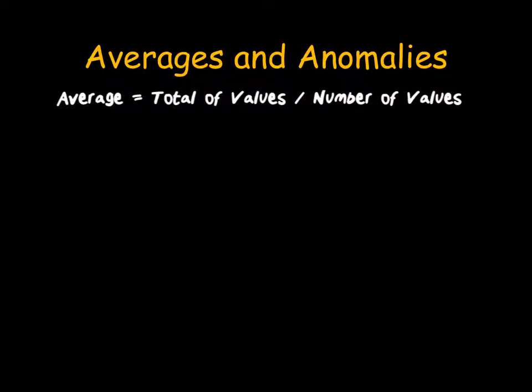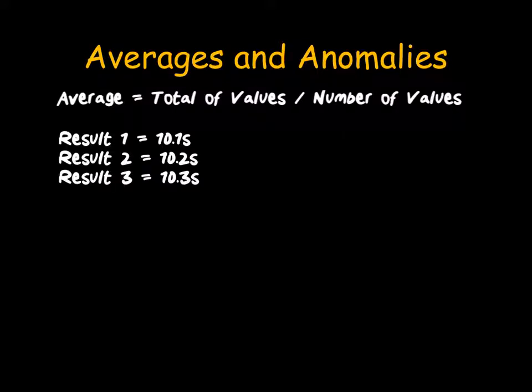You will also be asked to calculate averages. In order to do this, you add up all of the available values and divide it by the total number of values. For example, if the results of an experiment were 10.1, 10.2 and 10.3 seconds, then we would add the three of these together, giving us a total of 30.6. In order to calculate our average, we would then divide this by the total number of values, in this case 3. So we would do 30.6 divided by 3, giving us an average result of 10.2 seconds.